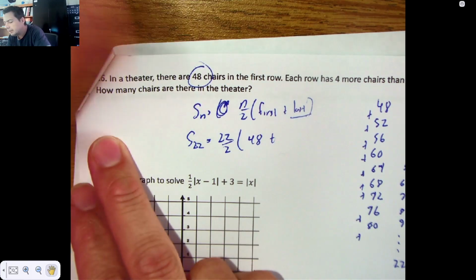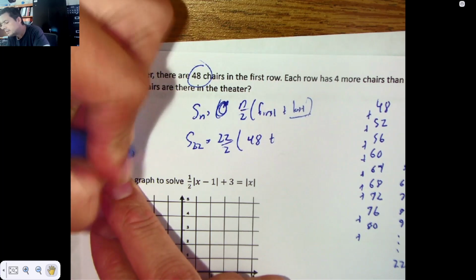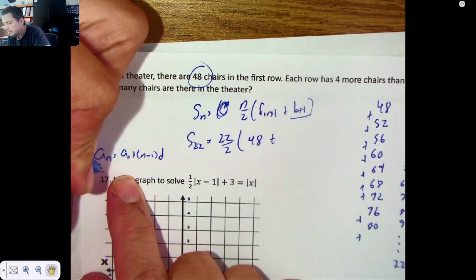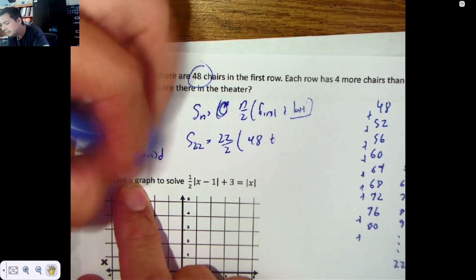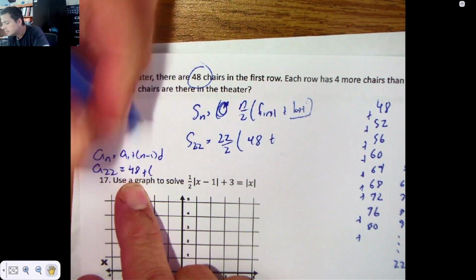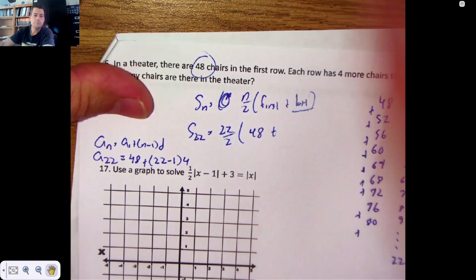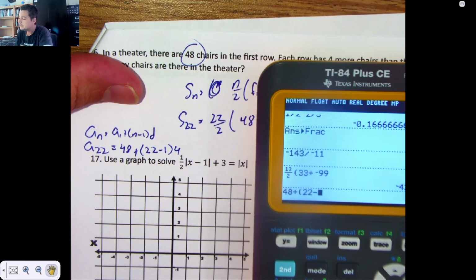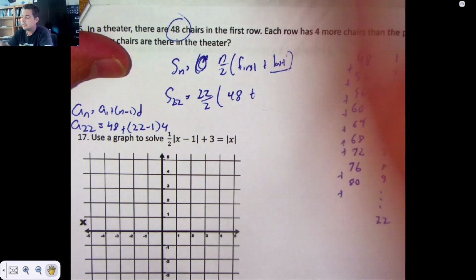Now, you have a formula, you have access to your reference sheet, and I think this is on there. a sub n is a sub 1 plus n minus 1 times d. So if I want the 22nd row, n is 22. The first row had 48. We're on row 22. The difference was 4. Push some buttons. 48 plus 84. There's 132 chairs in the last row.